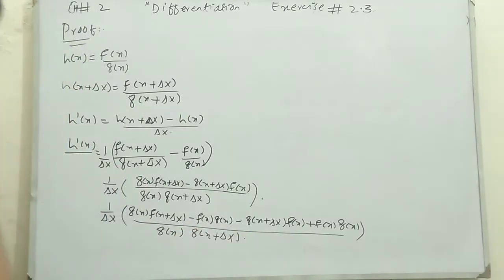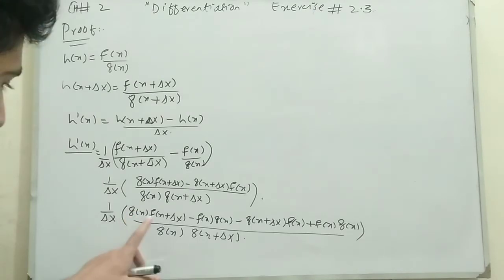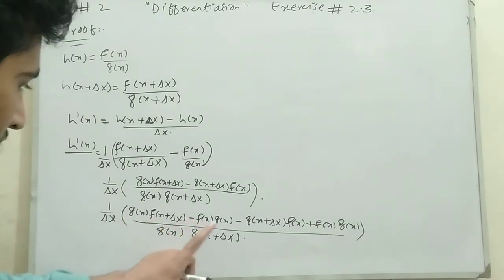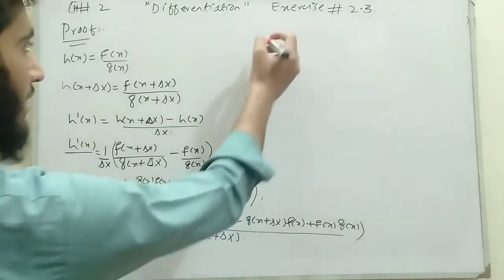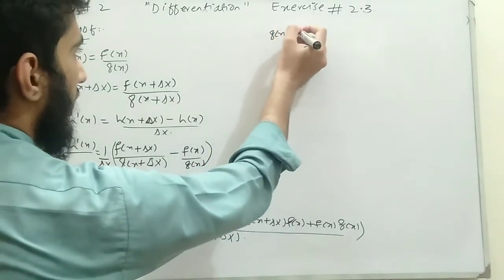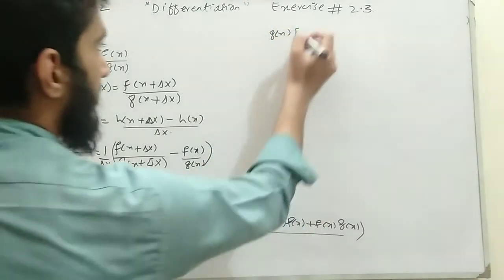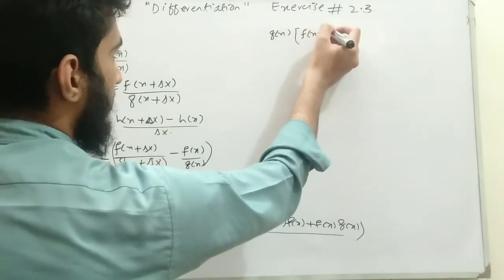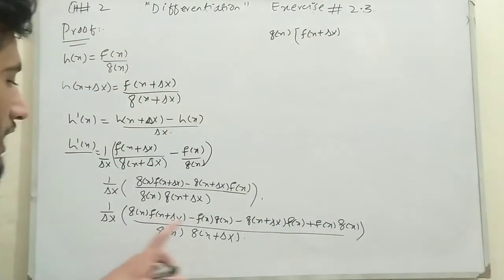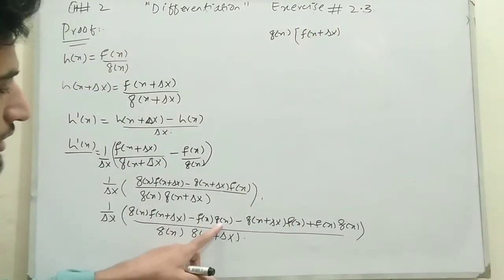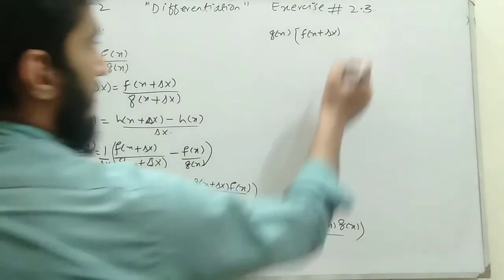Now after this, over here g of x multiplied by f of x plus del x minus f of x, g of x. Here we have g of x common. So by making g of x common, inside we are left with f of x plus del x. And here, if I take out g of x common, I am left with minus f of x.